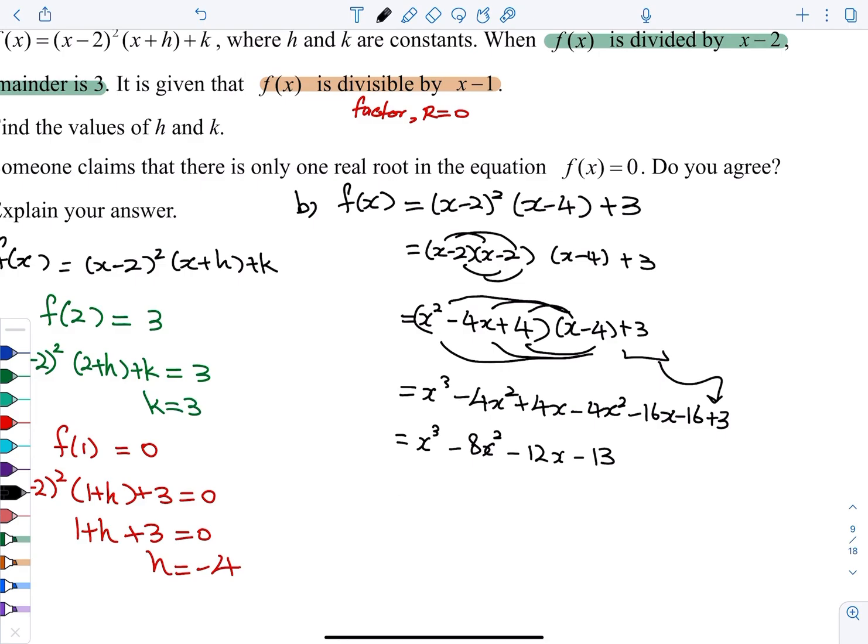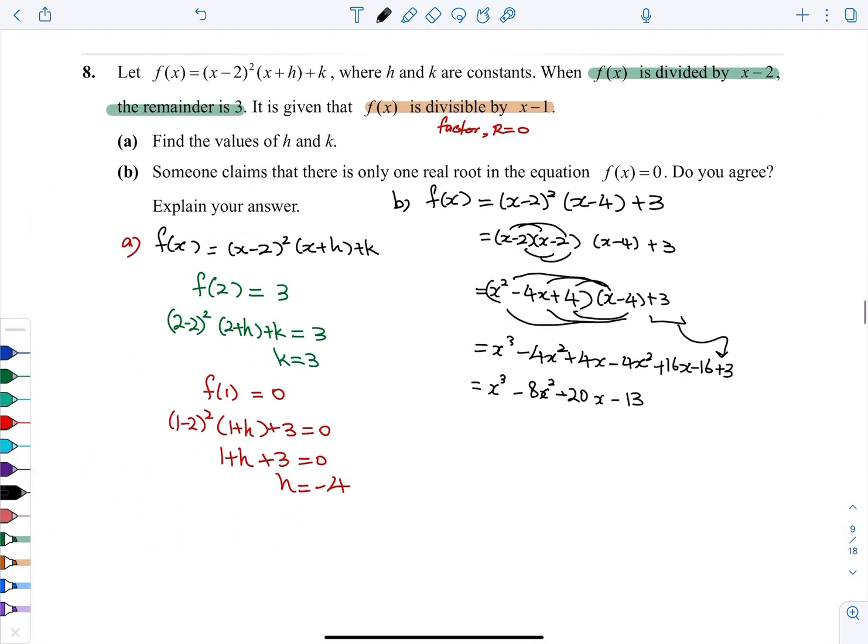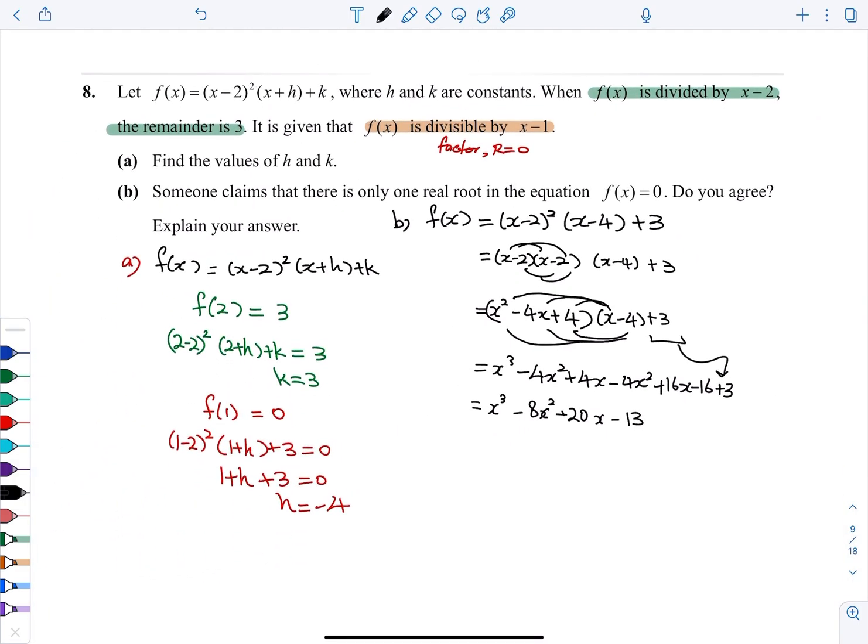And then, what else? I have negative 16. Oh, it's positive 16x. So negative 4 times negative 4, right? So this should be 20x minus 13. So that's it. That's your f(x). Now you can do your long division.